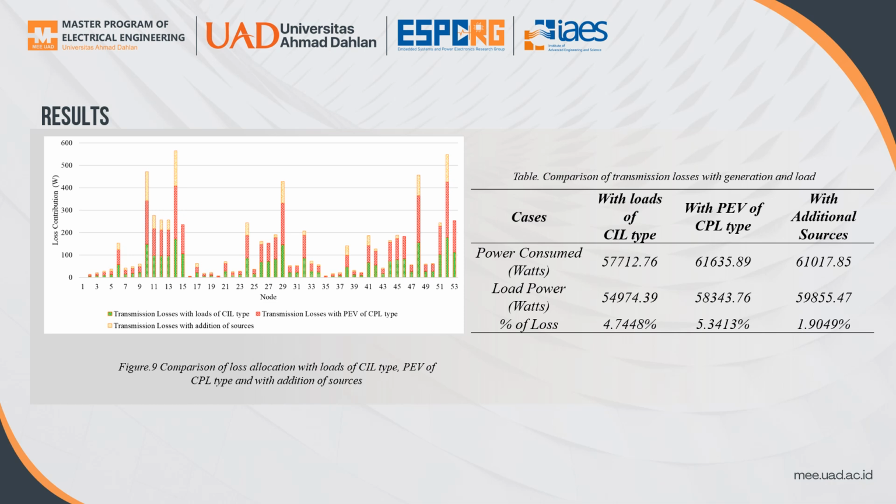The results show that transmission losses of consumers near generators or DERs are comparatively less than the consumers which are not. In the figure and table, we can observe that transmission losses are higher with the constant power loads than constant impedance loads. And by the additional DERs, transmission losses have been reduced from 5.3413% to 1.9049%.